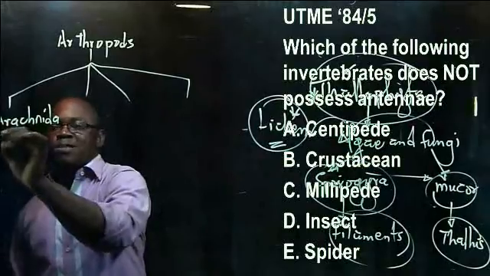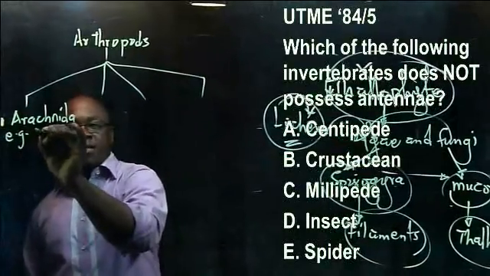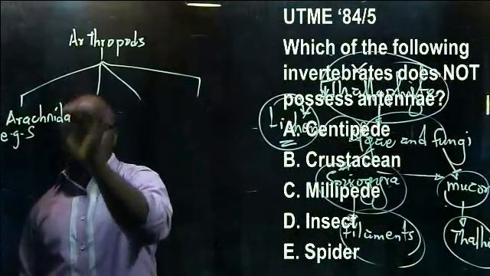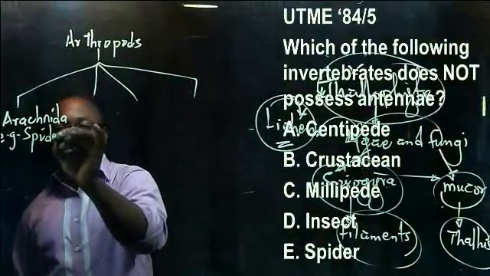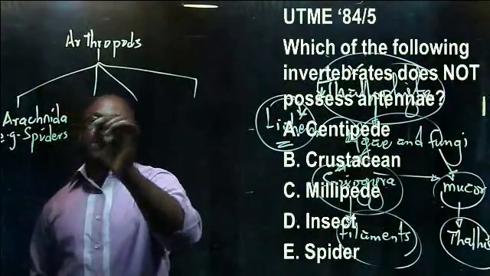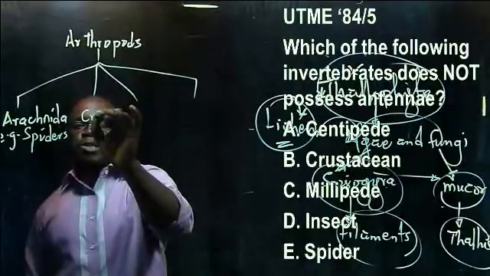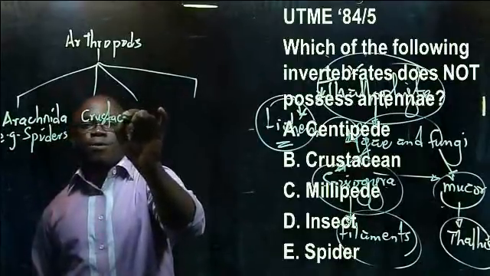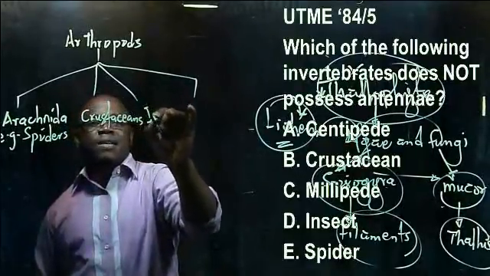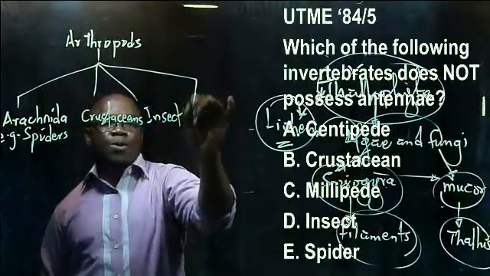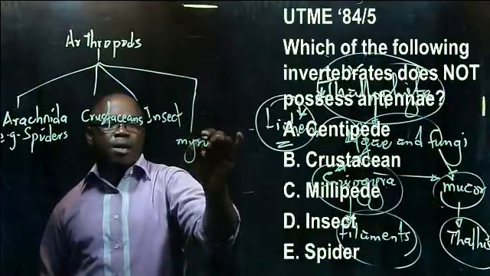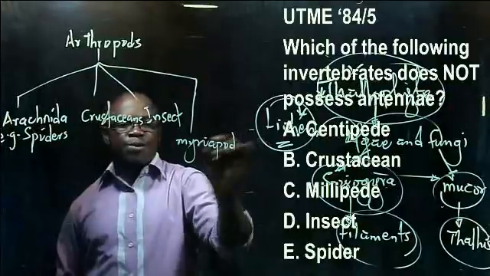This is where we have the spiders. If you watch your previous videos on this lecture, you see where I did a chart on this. Spiders was there. We have the crustaceans. We have the insecta. And of course we have the Myriapoda. Just go back and watch our previous videos and you see what I did there.